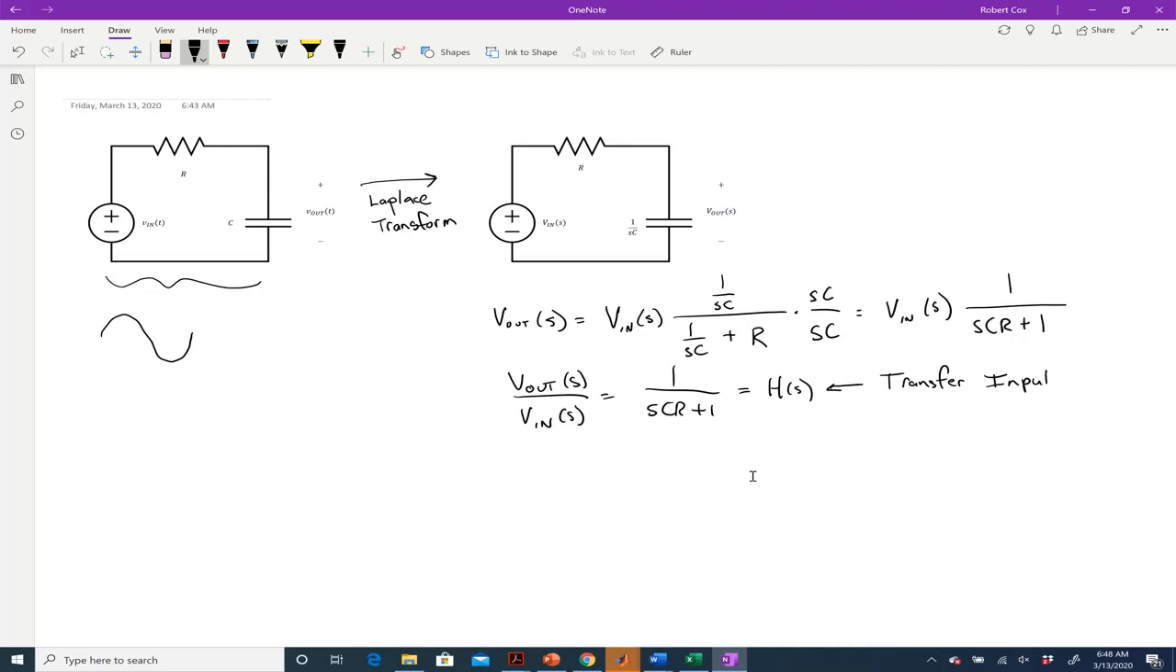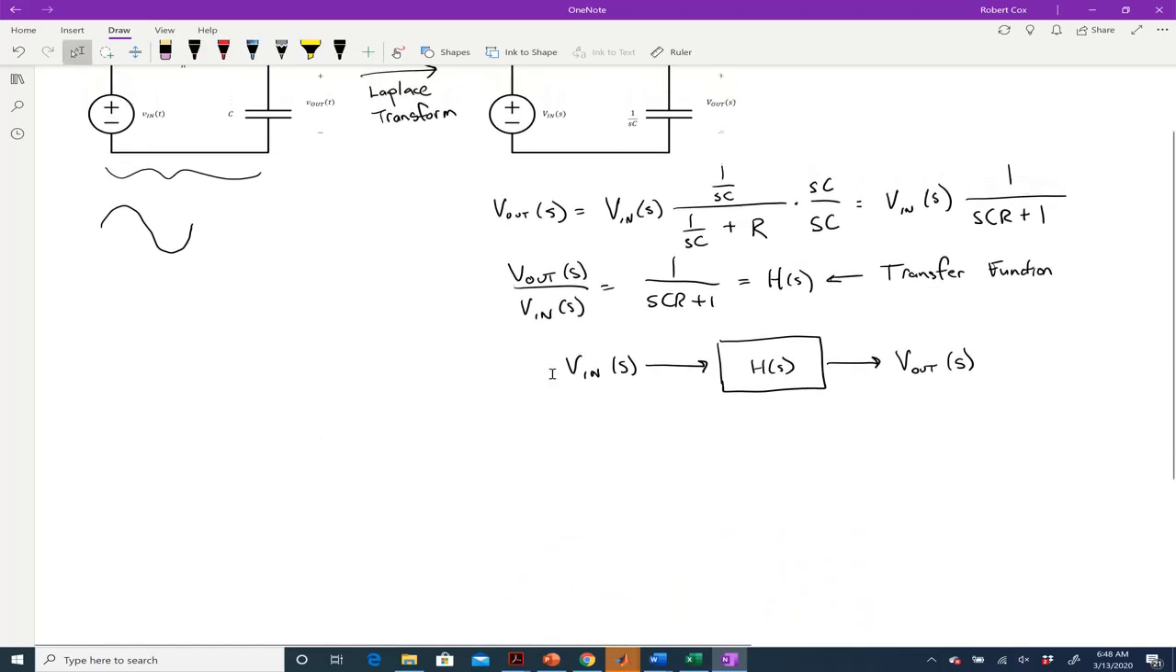What it does is describe, for a particular input, if we know the Laplace transform of the input, then the Laplace transform of the input times the transfer function gives us the Laplace transform of the output. We sometimes write it with a picture like this, and here's Vout of S like so.